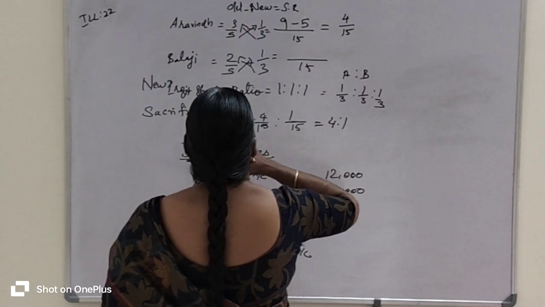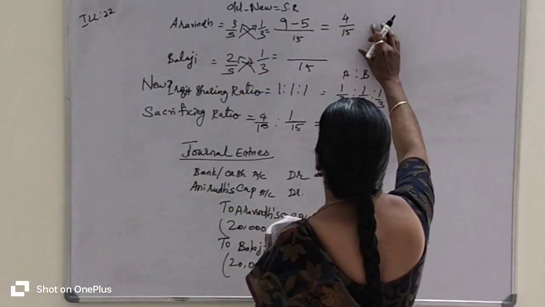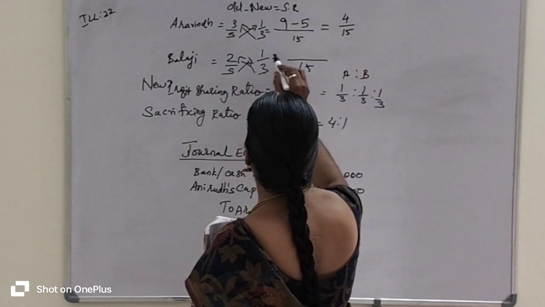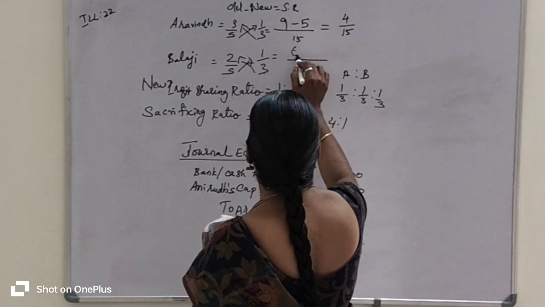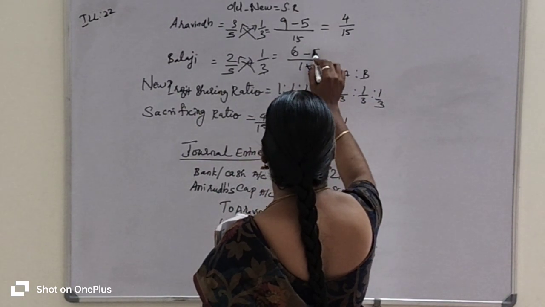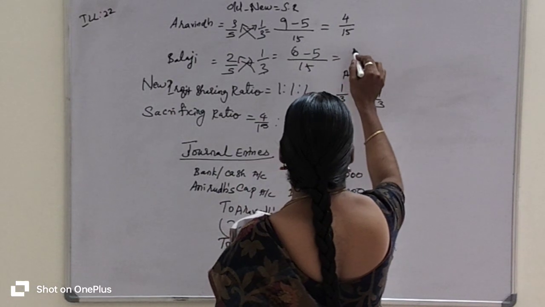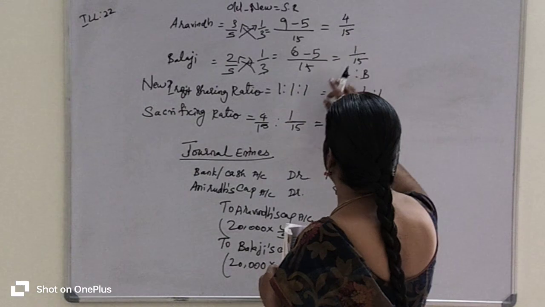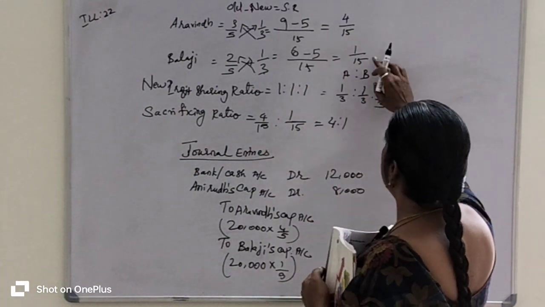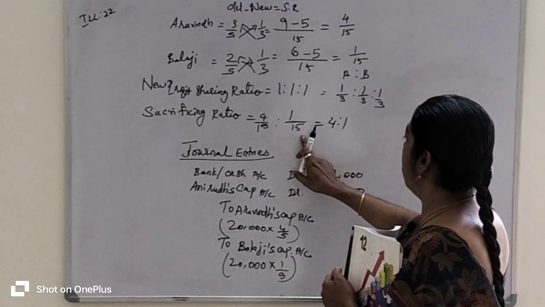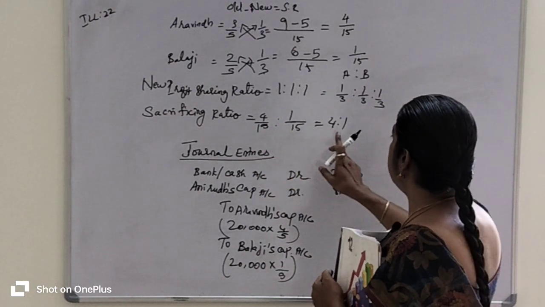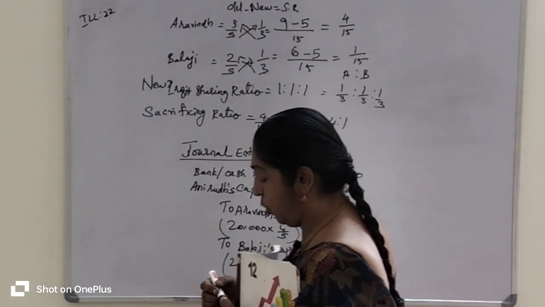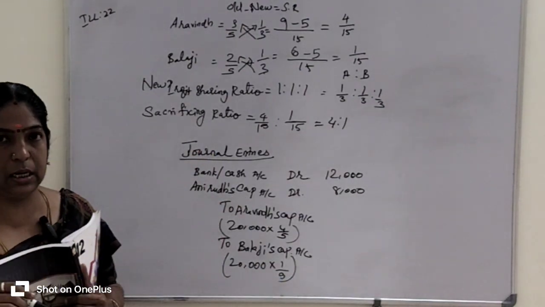Aravind's sacrificing ratio is 4/15 and Balaji's sacrificing ratio is 3 2s are 6 minus 5 1s are 5. 6 minus 5, you will get 1/15. So the sacrificing ratio of Aravind is 4/15 and Balaji's sacrificing ratio is 1/15. Finally, we get the sacrificing ratio as 4:1. Now we are going to pass the necessary journal entry.